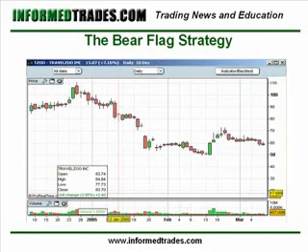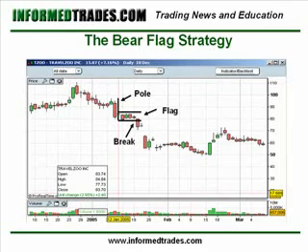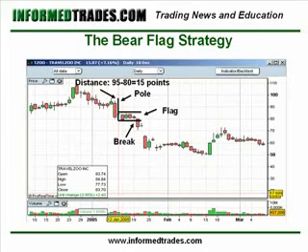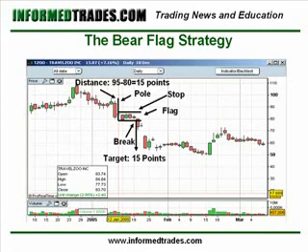The bear flag strategy is similar to the bull flag strategy. It's just flipped upside down. So we have our bear flag here. We have the break of the bear flag to the downside, so we're looking to get short there. We measure the distance from the top of the move down to the bottom. We subtract those, we get 15 points, and that is our target from the break point down when we get short, and then we place our stop just above the resistance line.